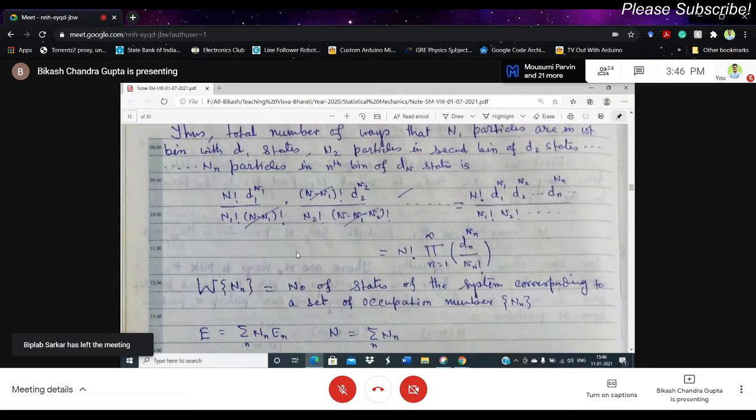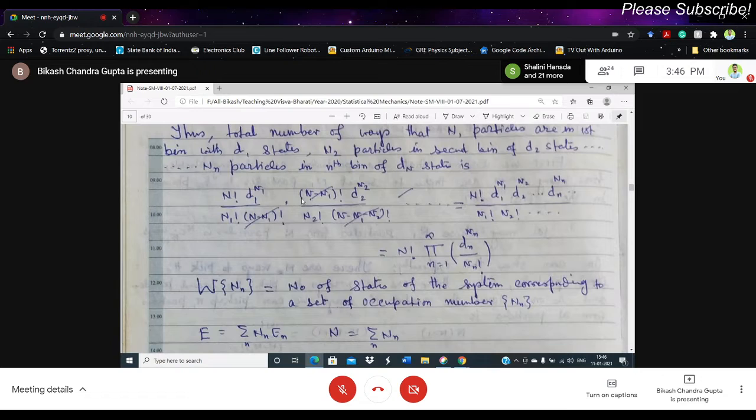This way, if you keep on filling all the bins, what you obtain is this. This is the number of ways for the first bin, and this is the number of ways you can fill the second bin. Then this factorial will go on, and D3 to the power N3 over N3 factorial, and N minus N1 minus N2 minus N3, and then again.